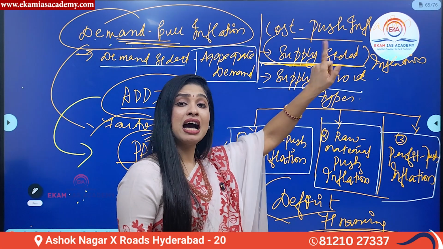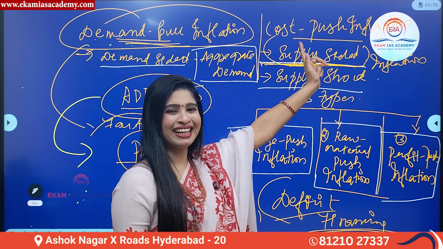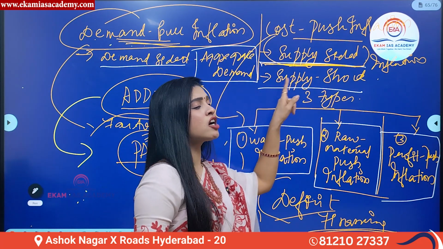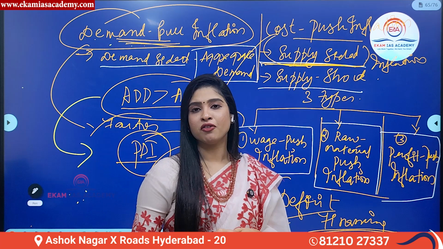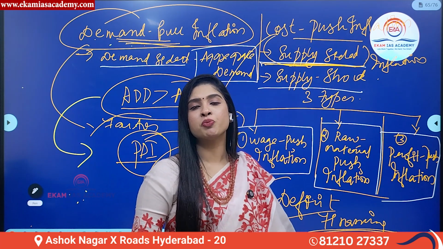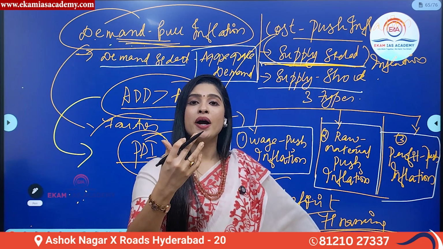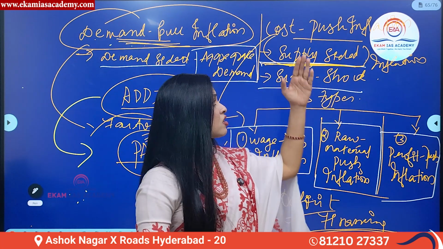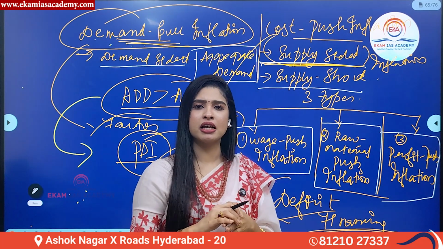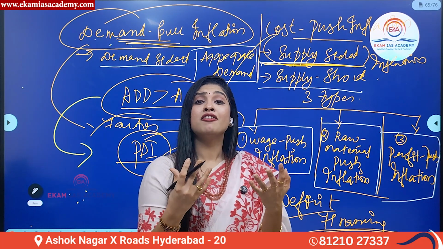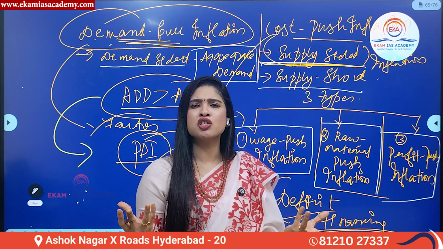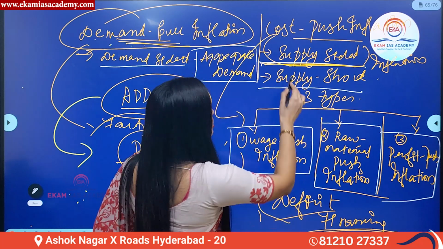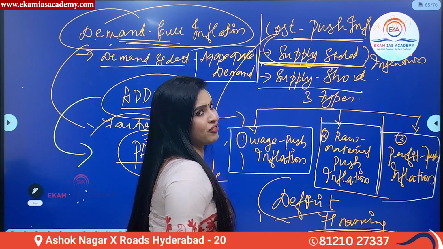Cost push inflation. As I already told you, it is supply-sided inflation or supply shock inflation. Now, what are the factors causing cost push inflation? One of the factors or reasons causing cost push inflation is taxation. When the taxes increase, in demand pull we saw reduction in taxes. Whereas in cost push, when the taxes like GST or all increase, what happens? Automatically, the final value of the products also increases. The final price of the product also increases. Leading to supply side or cost push inflation.